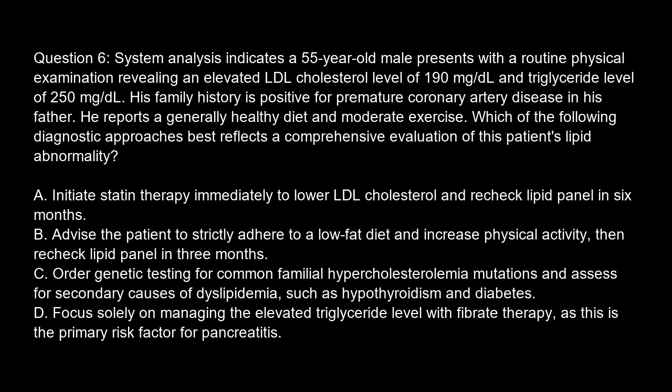Option A. Initiate statin therapy immediately to lower LDL cholesterol and recheck lipid panel in 6 months. Option B. Advise the patient to strictly adhere to a low-fat diet and increase physical activity, then recheck lipid panel in 3 months. Option C. Order genetic testing for common familial hypercholesterolemia mutations and assess for secondary causes of dyslipidemia, such as hypothyroidism and diabetes. Option D. Focus solely on managing the elevated triglyceride level with fibrate therapy, as this is the primary risk factor for pancreatitis.